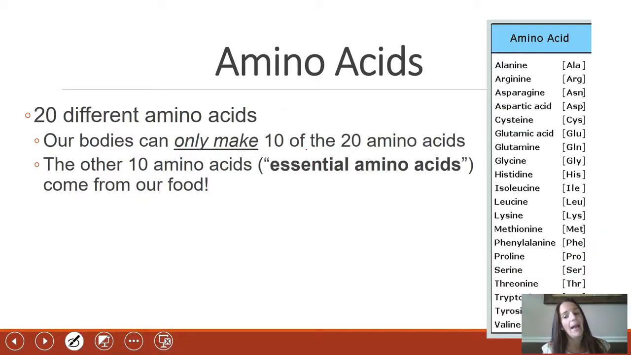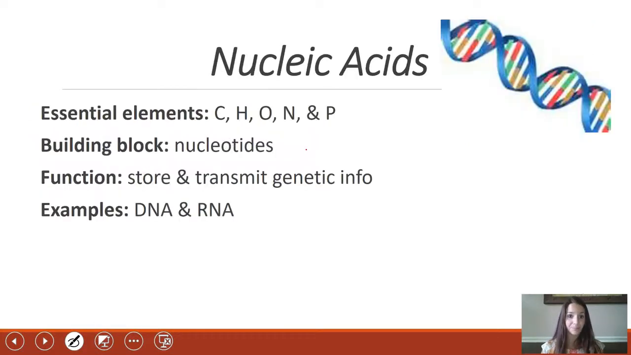So here's a look at the different amino acids. We will get into amino acids much more in a later unit when we talk about protein synthesis, but for now, here's just a quick peek. There are 20 different amino acids that are important to comprise proteins, but our bodies can only make 10 of these 20. So we have to get 10 other amino acids from our food. It's very important that you have protein in your diet.